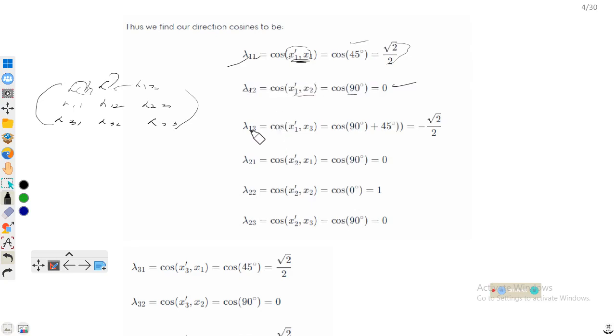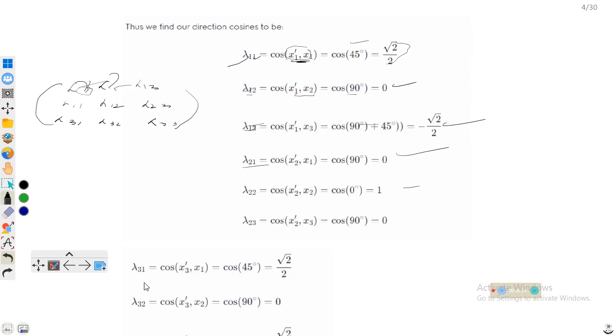Similarly, lambda 1 3 means the angle between x1 prime and x3. This is 90 plus 45, because something is added for the rotation of 45 degrees. So cos of 90 plus 45 gives a negative value, minus 1 over root 2. Lambda 2 1 angle is 90. Similarly lambda 2 2 and lambda 2 3. We will find all its entries and put them in this matrix.